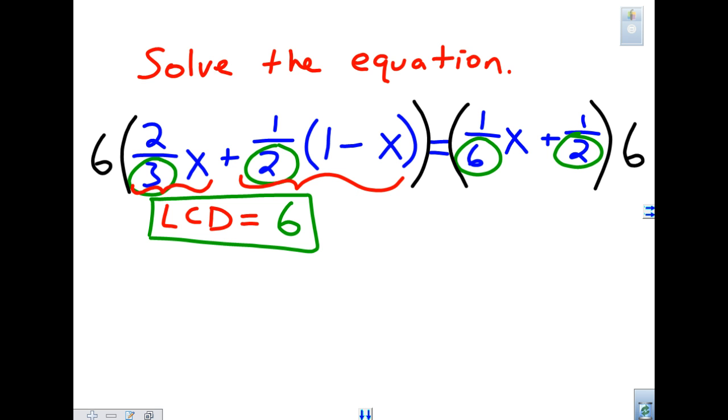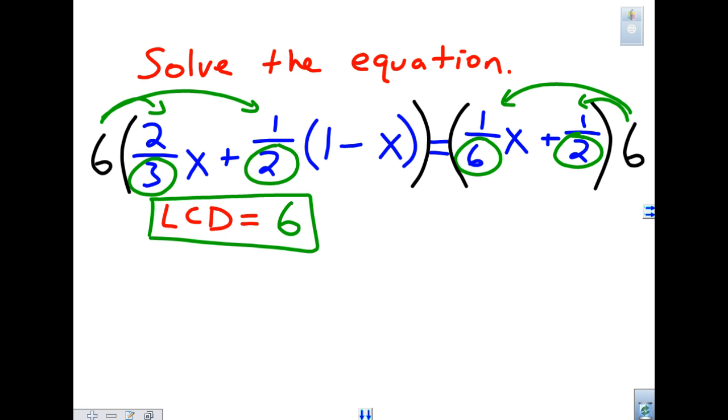So let's go ahead and distribute the 6 to the left-hand side of the equation, and here's what it's going to look like. We're going to multiply the 6 to the 2/3 x, and we're going to multiply the 6 to the 1/2 times 1 minus x. We'll also distribute the 6 on the right-hand side, so the 6 gets multiplied to the 1/6 x and also to the 1/2. And because the 6 is going up against all these fractions, we will think of the 6 as a fraction as well by writing it as 6 over 1. So let's go ahead and write this out to see what it looks like.